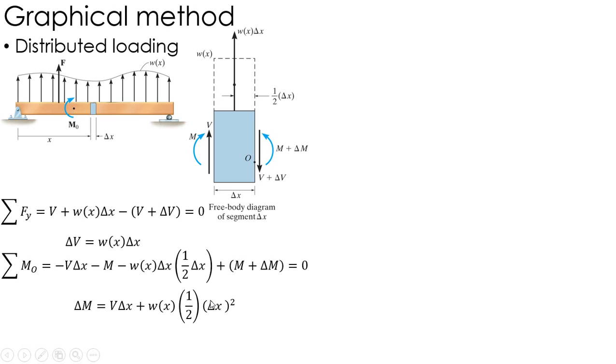Now I take that delta x down to a dx, and for the first one I get dV/dx equals w(x). So the derivative of shear is the distributed load. For the second one, the dx squared is a higher order term, so we can drop that off, and we're just left with dM/dx is V. This is the equation I use most often: recognizing that the derivative of the moment is the shear, and I use that as a check. So that's really the main equation I want you to get here.